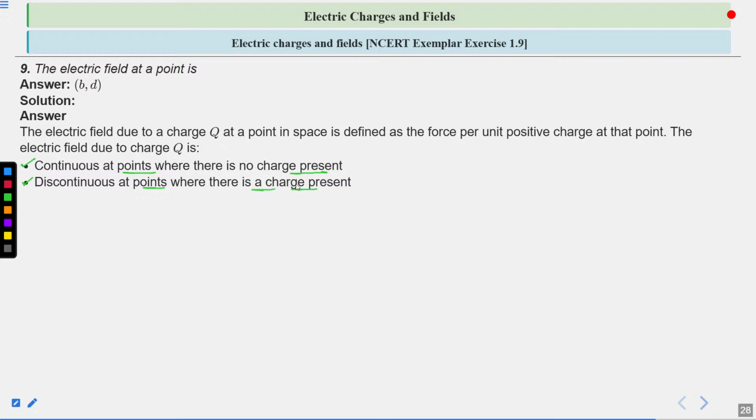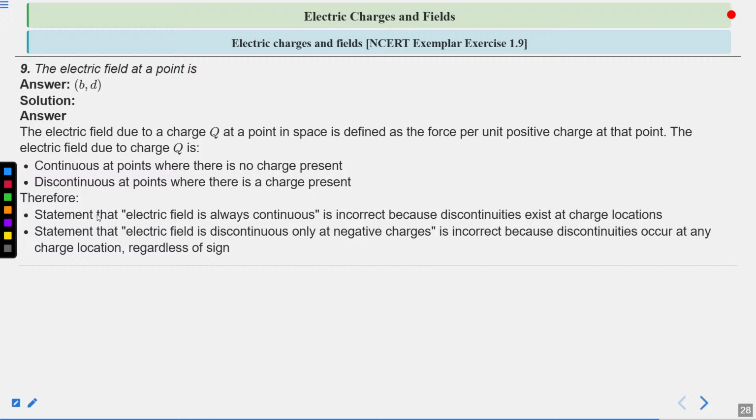Therefore, the statement that the electric field is always continuous is incorrect because discontinuity exists at the charge location. And the statement that the electric field is discontinuous only at a negative charge is incorrect because discontinuity occurs at any charge location, regardless of sign.